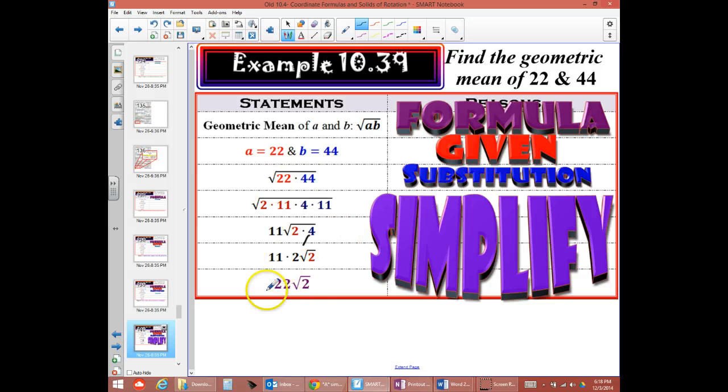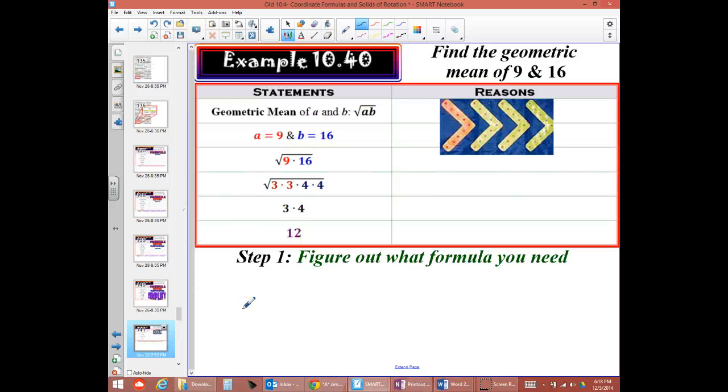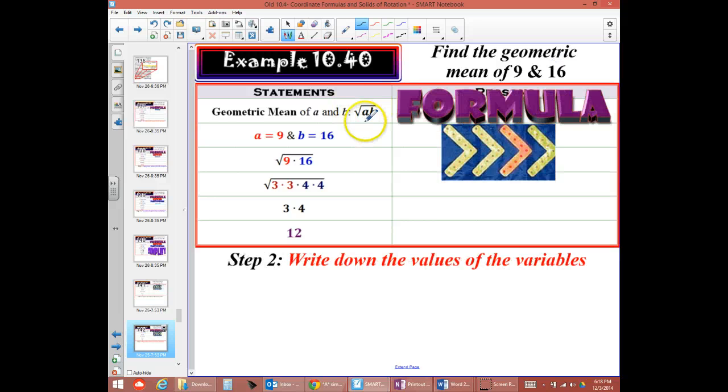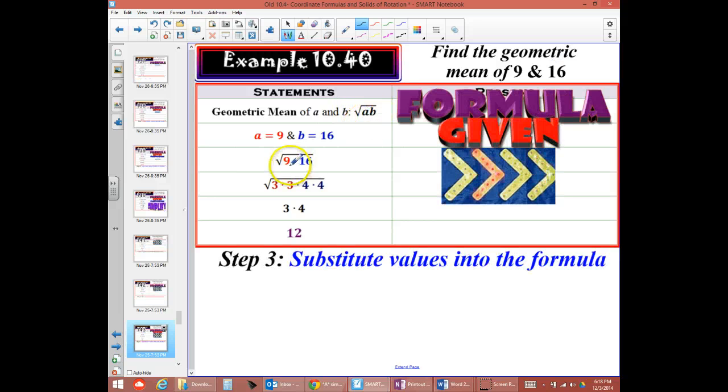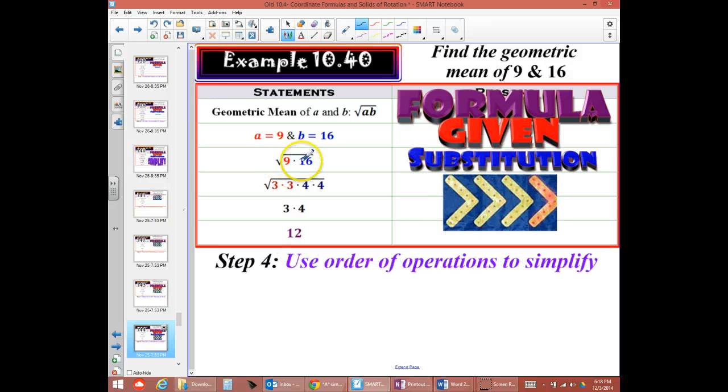This one you must simplify to smallest terms. You must make sure you get as much out of the square root as possible. Okay? So now if we talk about the geometric mean between 9 and 16, notice here, the same process. I use the formula, I plug in a 9 and a 16 there, and I end up with the square root of 9 times 16.